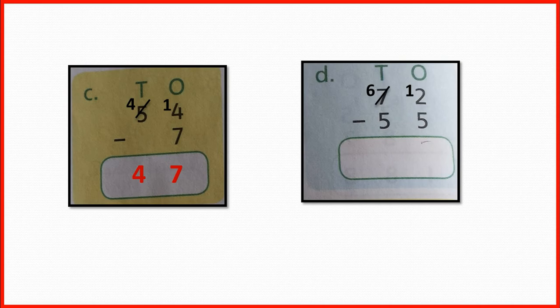Now we can subtract. So when you subtract 5 from 12, the number comes 7. Now come to tens. When you subtract 5 from 6, the number comes 1. So the answer is 70.